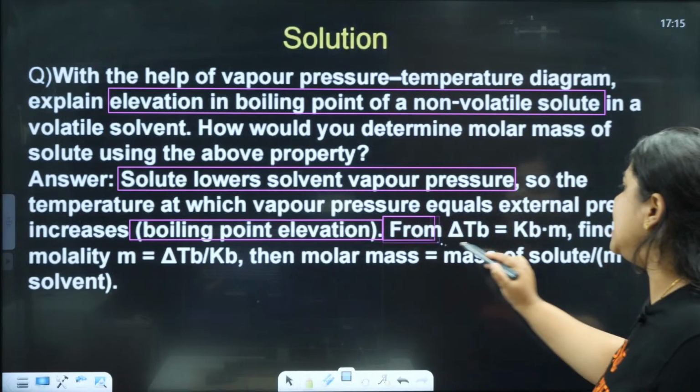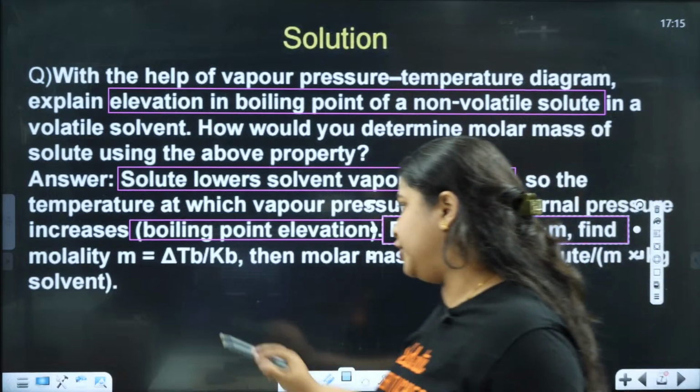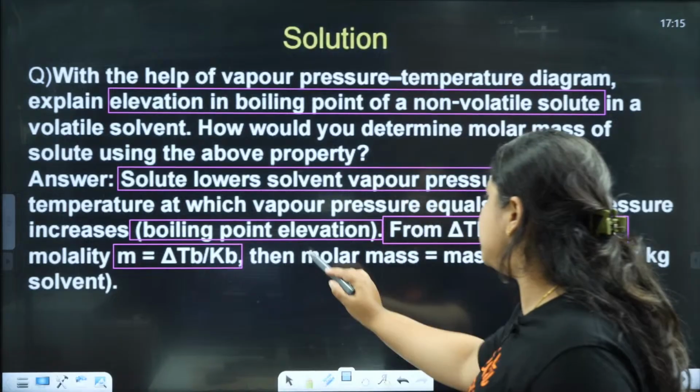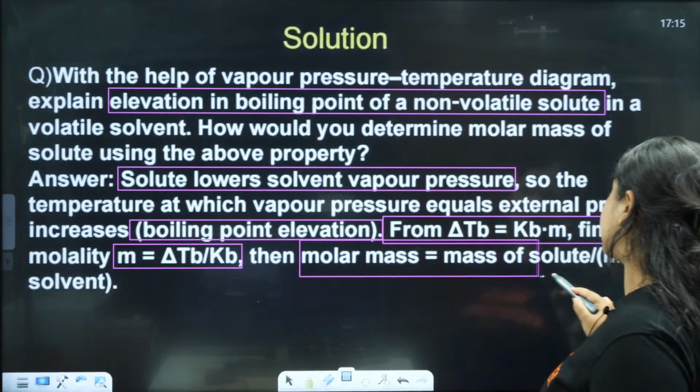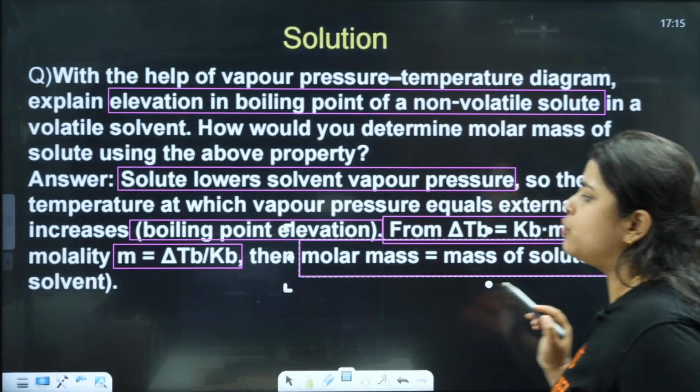So from delta TB equals KB into m, find the molality m, that is going to be delta TB divided by KB. Then what happens to the molar mass? Molar mass is equal to the mass of solute divided by m into kg of solvent.